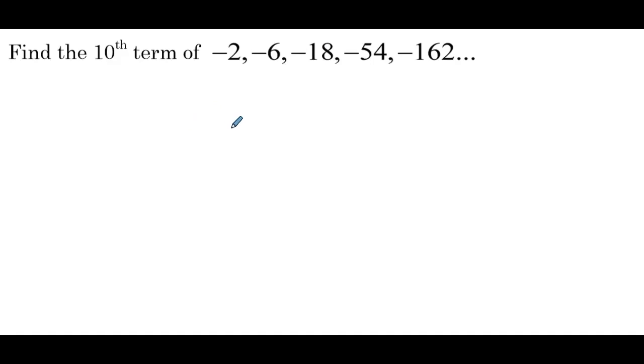Find the 10th term of the sequence -2, -6, -18, -54, -162, continuing on. So first thing we need is the common ratio. To go from -2 to -6, that's times 3. -6 to -18, that's times 3. -18 times 3 is -54. And then -54 times 3 is -162.